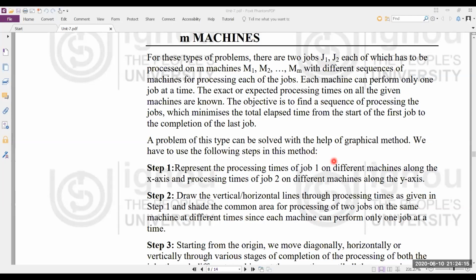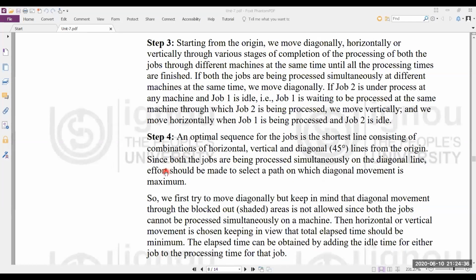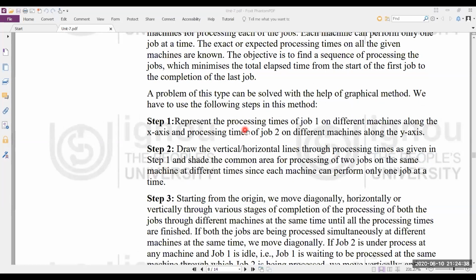In this problem, we solve with the help of the graphical method, and you have to understand how the graphical method works and how we prepare a graph of this problem. First we describe the steps and then take the example. First of all, represent the processing time of job 1 on different machines along the x-axis and the processing time of job 2 on different machines along the y-axis.